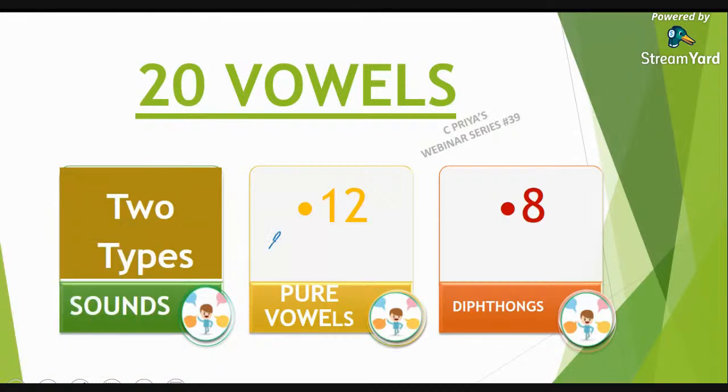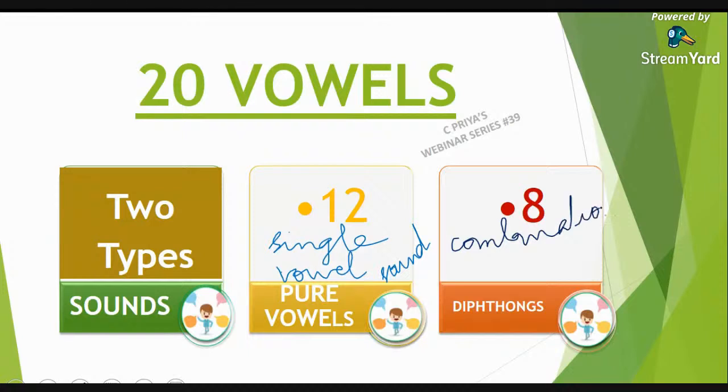Pure vowels have a single vowel sound. Right? Whereas diphthongs have a combination of two vowels. A combination of two vowels produces the sound. I hope this is clear.